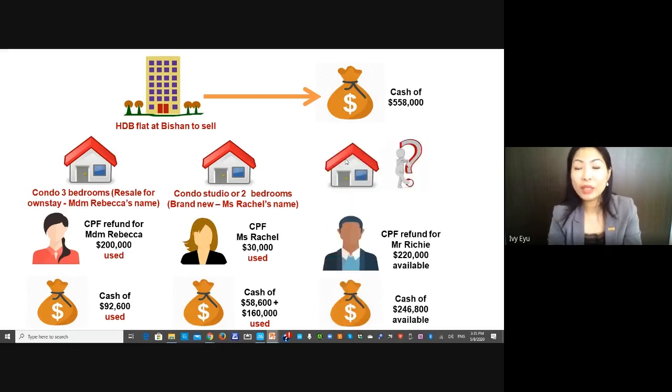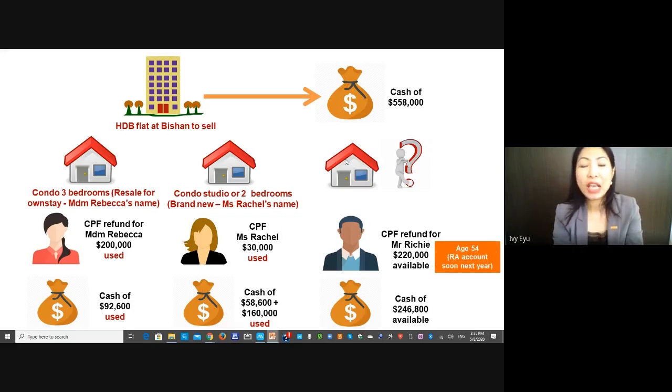Not forgetting the father, Mr. Richie. Why is his name being left out? Actually, it's not. Because I noticed that he's at the age of 54 and I also need to help him plan if he needs to refund part of the money back to his OA. Then again, I will also need to check with him whether he has the sufficient. If he has the sufficient, then likely I will recommend him to buy the next property for their family. But if he does not have, then likely he will have to keep some of his CPF for his RA account to be qualified.